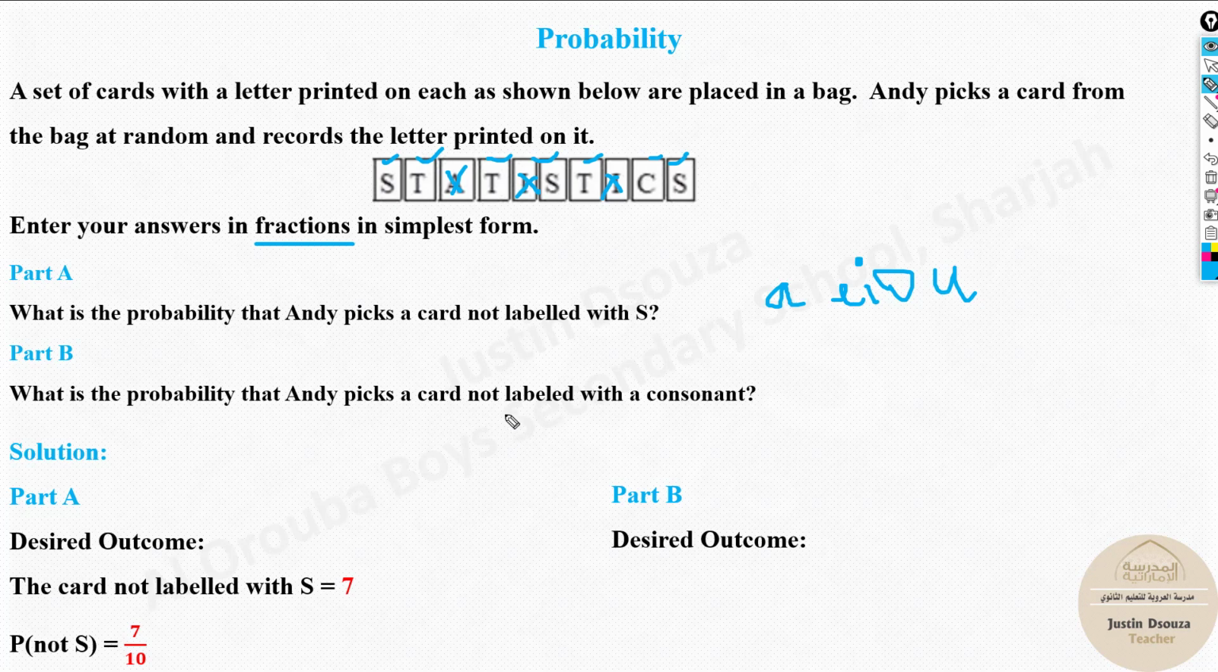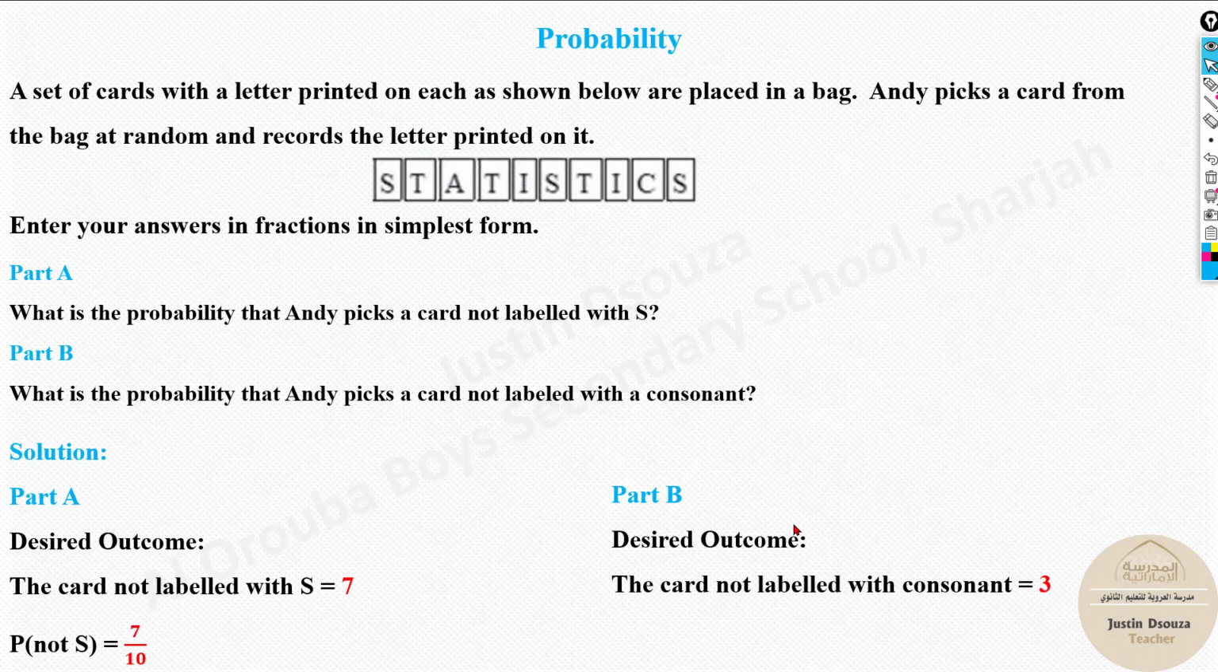It's simple, you should just find the probability of vowels, but instead of saying it directly, they have said not consonants. So the desired outcome would be all the vowels, that is 3. The cards not labeled with consonants are 3 because they are only A, I, and I. And what is the probability of this? It is just 3 by 10. So this is the answer. And this is how we can easily solve probability problems. These are just basic probability problems. In the coming videos, we will do even more complex probability problems, hopefully.